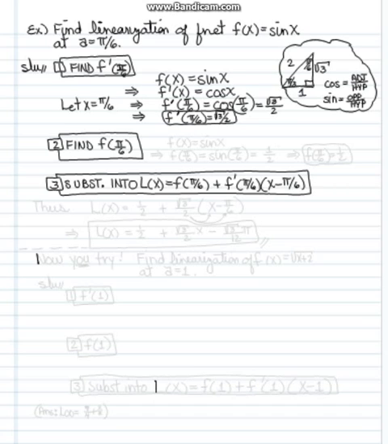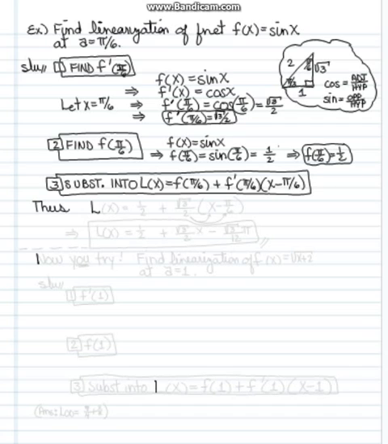Now let's evaluate f of pi over 6. Well, f of x is sine of x. So f of pi over 6 is the sine of pi over 6, and according to that triangle, that's 1 over 2. So we see that f of pi over 6 is equal to 1/2. Now we substitute those two results into the formula.